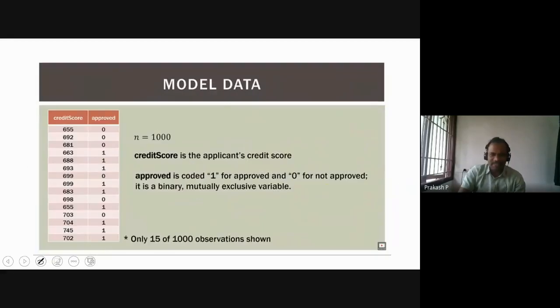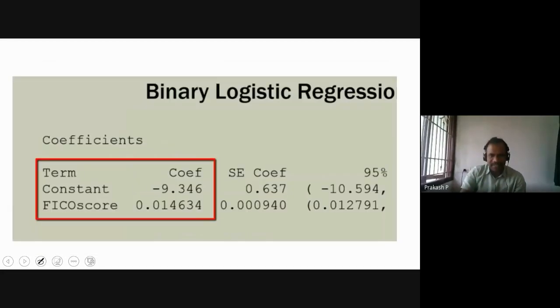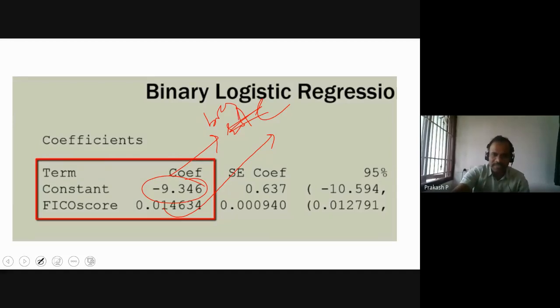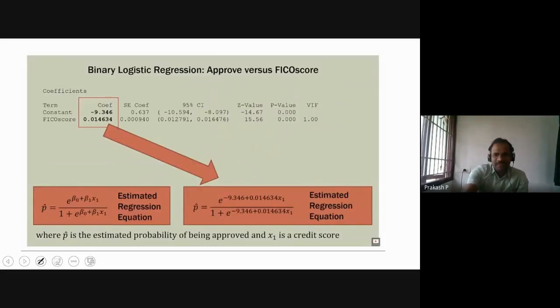We'll see one example. This is the credit score for 15 employees, and the approved values are there. If you use normal linear regression, we get the coefficients: the bias as minus 9.346, and this is the slope. Either you can use an Excel sheet or compute it manually as you did previously. Then that can be applied here.